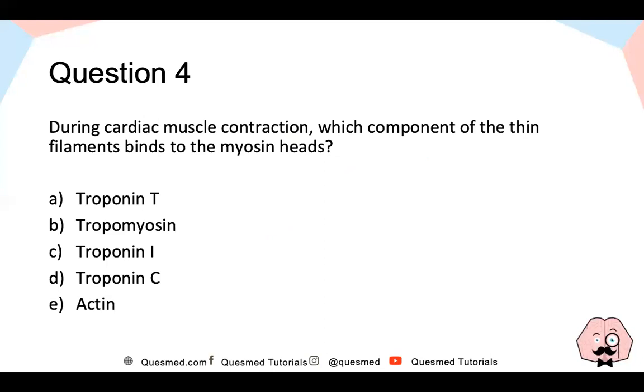Question 4. During cardiac muscle contraction, which component of the thin filaments binds the myosin heads? Is it A, troponin T? Is it B, tropomyosin? Is it C, troponin I? Is it D, troponin C? Or is it E, actin? So let's bring up our poll.